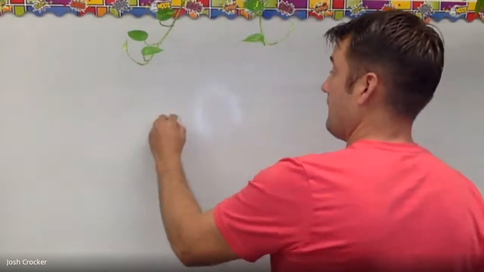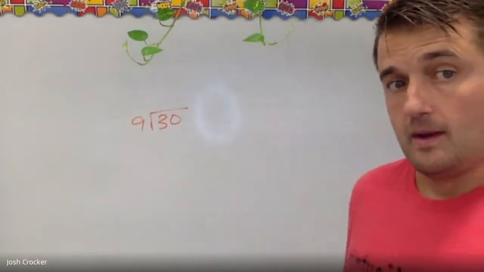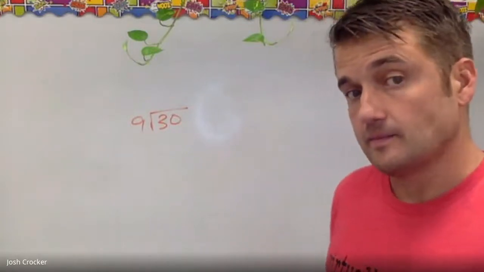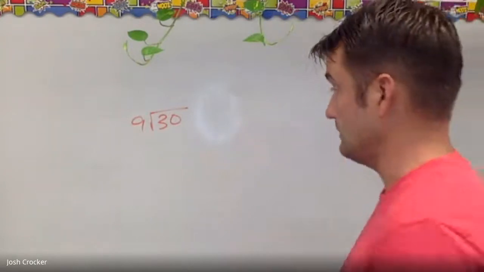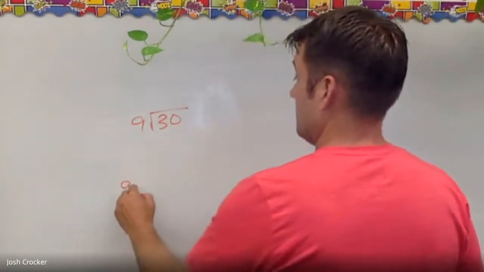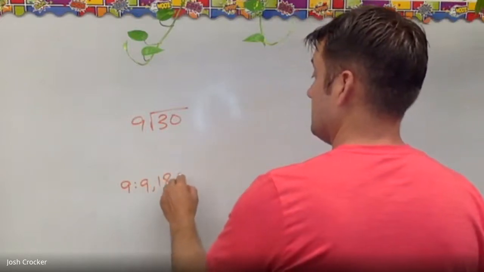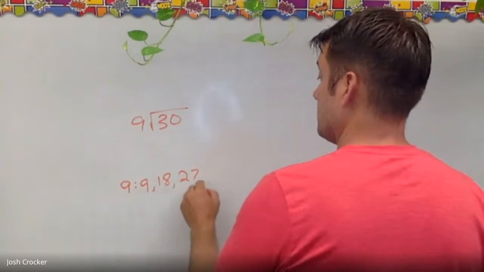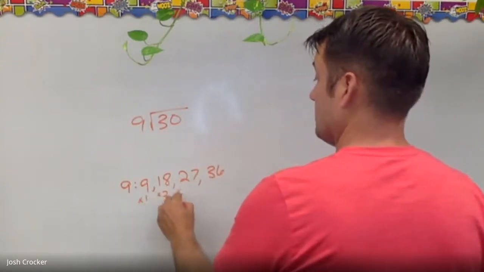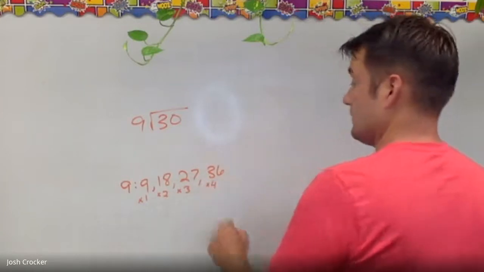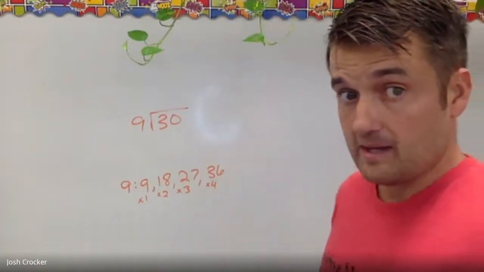30 divided by 9. I need to think about 9s now. Trying to get as close to 30 as I can without going over. So 9s. 9 times 1 is 9. 9 times 2 is 18. 9 times 3 is 27. 9 times 4 is 36. Times 1, times 2, times 3, times 4. I'm just adding 9. That's how you count by a number. You just add by it.